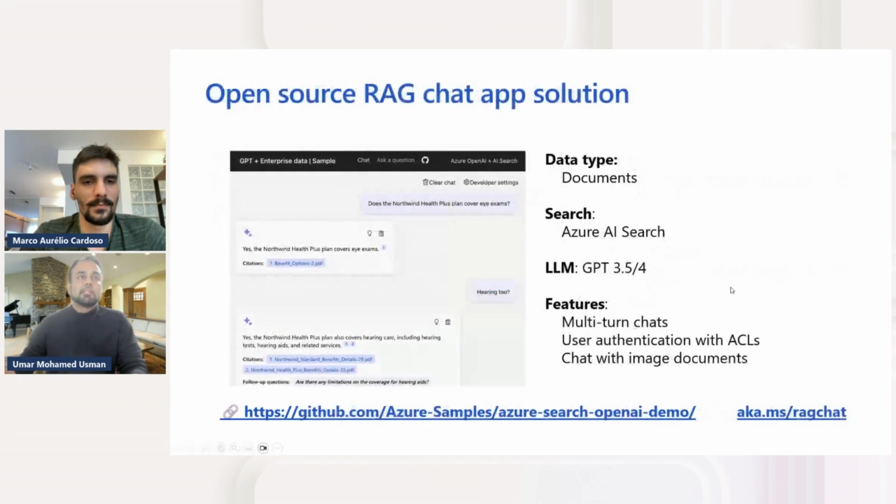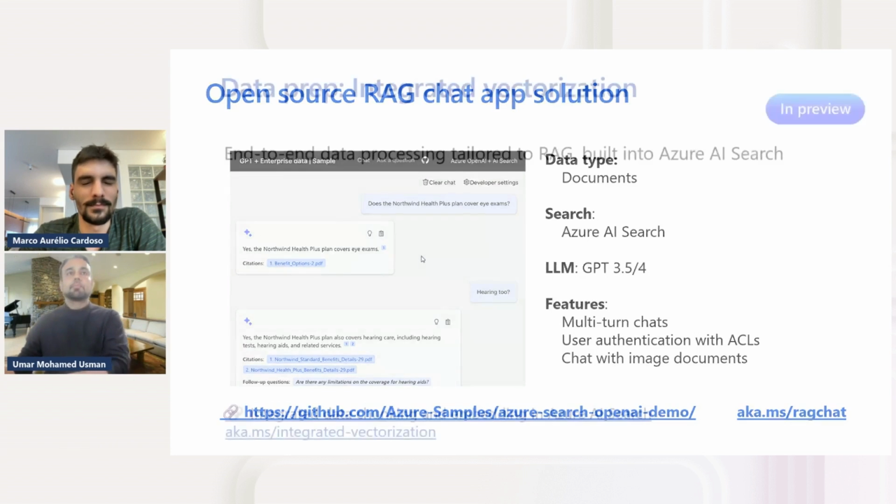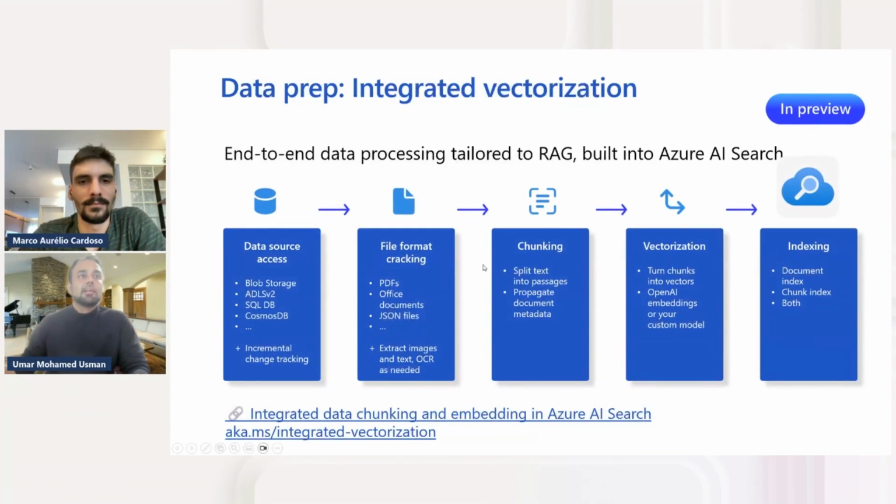And for example, like I said, once we go to the demo, we will see that I will be asking, "Does my plan cover eye exams?" And it will answer based on the data it retrieved from the knowledge that I had already generated through the Azure AI Search index. All right, so this is what happens behind the scenes when it comes to RAG.